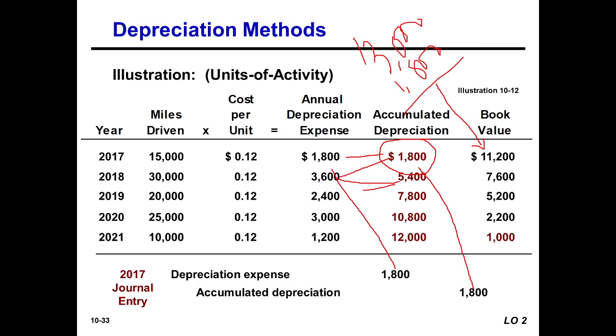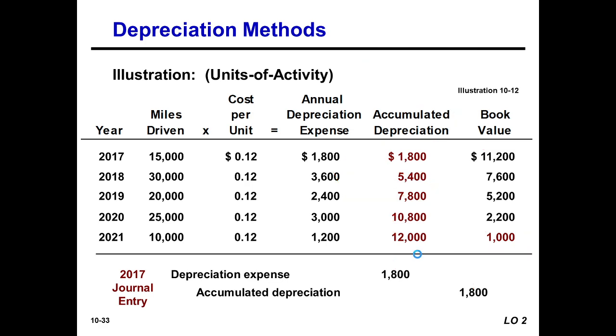$5,400. Then we will add this figure $2,400, and then we will get this figure, and we will add this figure, and we will get 10,800. And after adding 1,200, we will get $12,000. Okay, so this is the book value, and finally we get $1,000. This is the book value. That means this is the salvage value, or scrap value, or residual value.